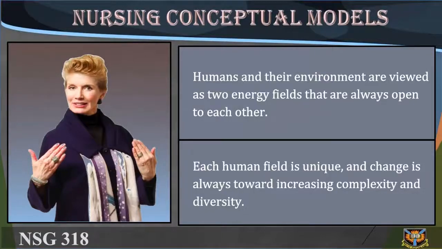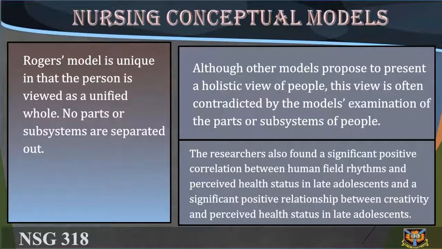Rogers, 1980. Rogers' model is unique in that the person is viewed as a unified whole. No parts or subsystems are separated out, although other models propose to present a holistic view of people. This view is often contradicted by the model's examination of the parts or subsystems of people.